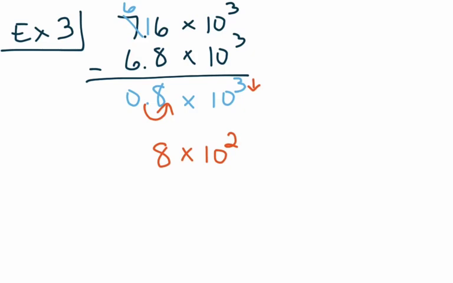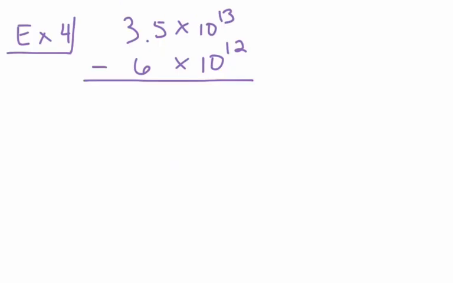Let's take a look at one more. For our last example, or for our fourth example, I should say, we have 3.5 times 10 to the 13th minus 6 times 10 to the 12th. First thing that we look for when we're adding or subtracting is we need to make sure that we have equal exponents. Right now we do not. We have 13 for our top number, and we have 12 for our bottom number as our exponents. So I'm going to rewrite these numbers next to it, changing it up so that I have equal exponents.